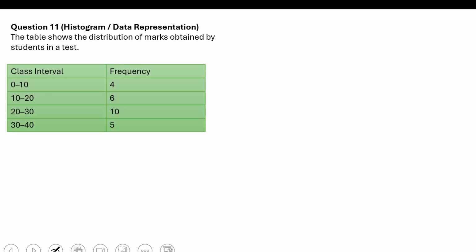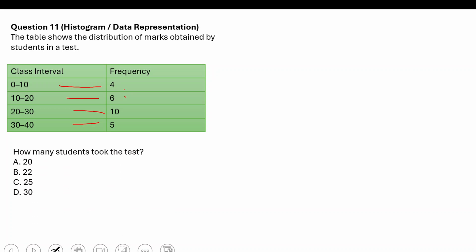So the next set of questions is histogram and data representation. The table below shows the distribution of marks obtained by students in a test. This now is what we call the class interval. This table is interpreted like this: 0 to 10 marks was scored by 4 students. From 10 to 20 marks was scored by 6 students. Or another way I put it, 4 people scored between 0 to 10, 6 people scored between 10 to 20, 10 people scored between 20 to 30, and 5 people scored between 30 to 40. So this is how that table is read.